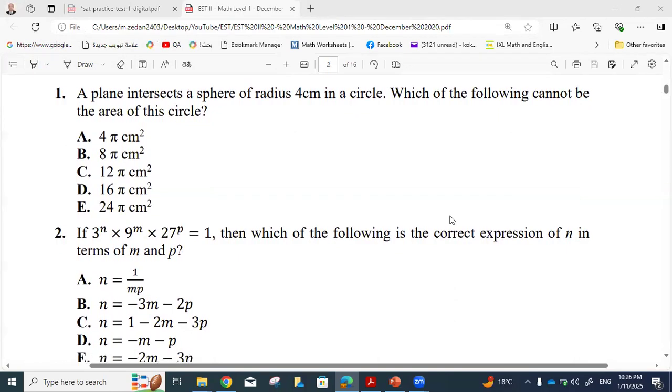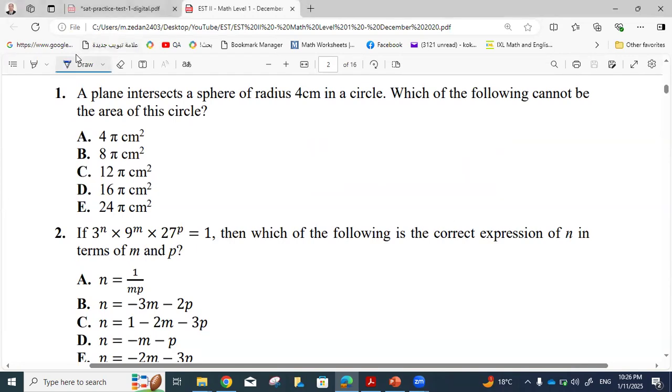Question number 1. A plane intersects a sphere of radius 4 centimeters in a circle. Which of the following cannot be the area of this circle? Consider you have a sphere and this sphere will be cut by a plane. Like consider you cut this sphere by something, a knife. The intersection of the plane with the sphere will be a circle, as you see here.